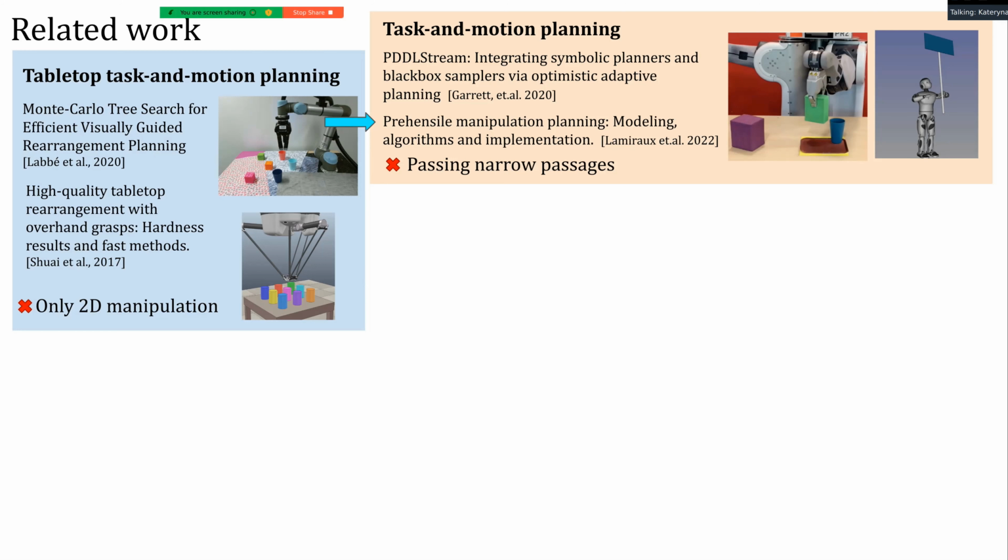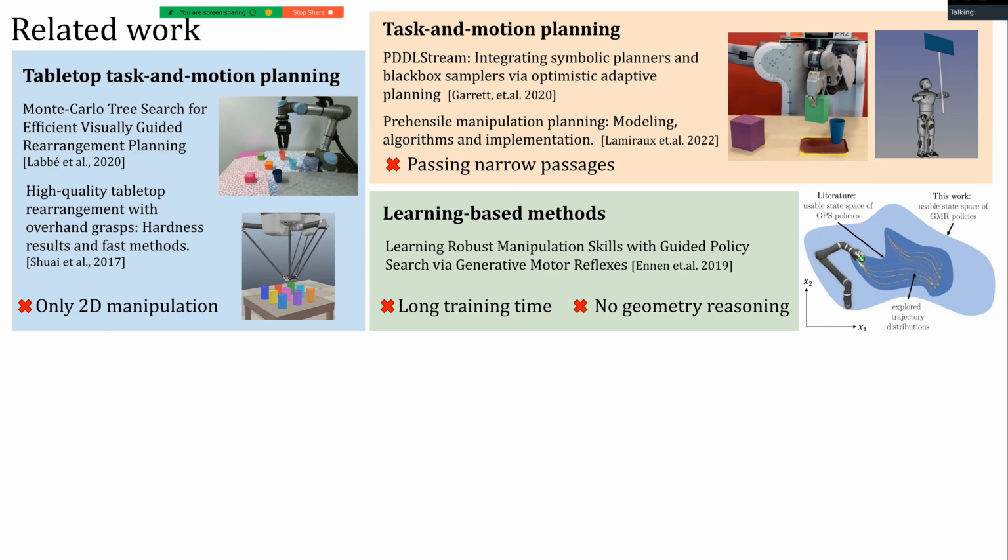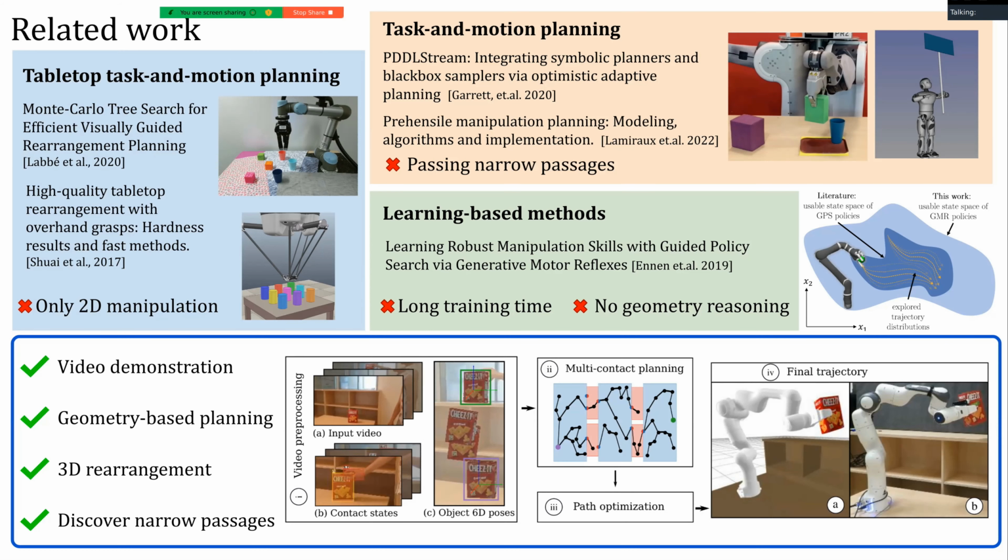Policy search methods, for example reinforcement learning, are widely used to solve manipulation tasks. However, these methods usually require substantial training time and require relearning if the scene is changed, for example if the furniture is moved. In our work, we rely on a geometry-based planning approach for solving manipulation tasks. We use video to guide the planning algorithm in tasks with multi-contact rearrangement and narrow passages.